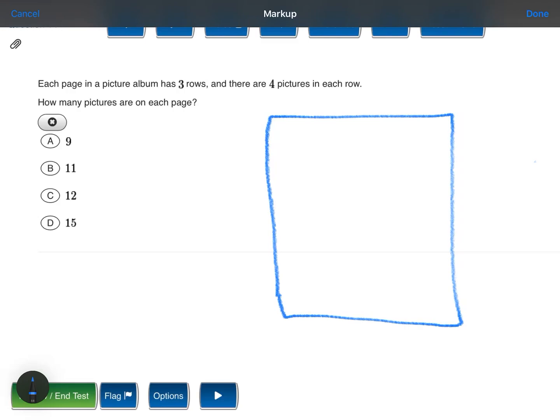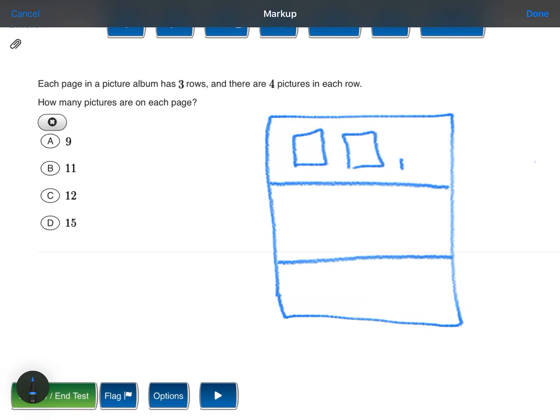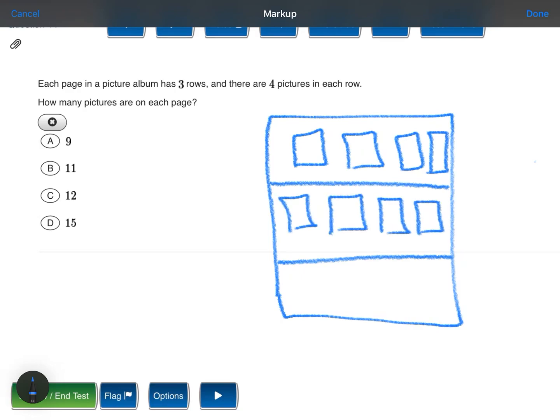Each page in a picture album has 3 rows. There's my 3 rows. And there are 4 pictures in each row. Make sure I leave enough room to do 3 rows. Each row has 4 pictures. And I'm rereading my question to make sure that my drawing matches. How many pictures are on each page?